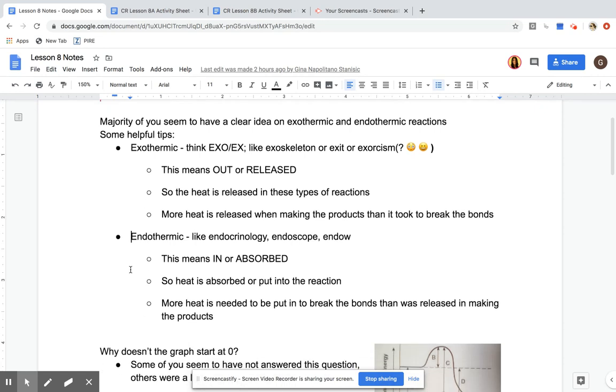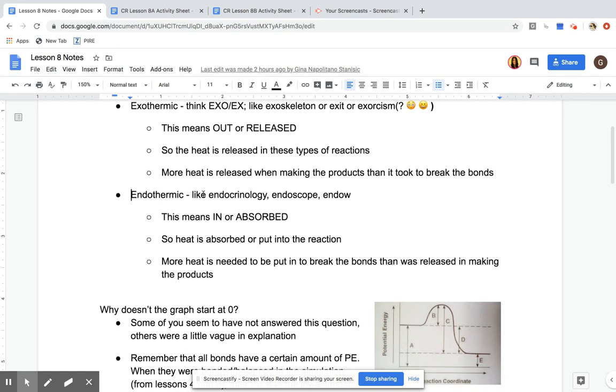Endothermic then is going to be the opposite. So endo, these are less common terms, but endocrinology, endoscope, endow, basically endo means in or absorbed. So overall, heat is absorbed or put into the reaction.